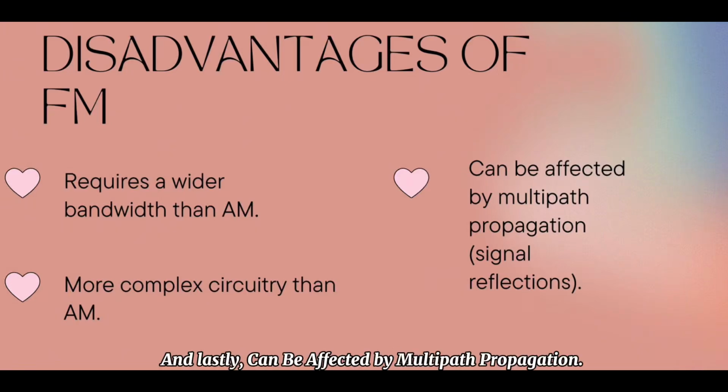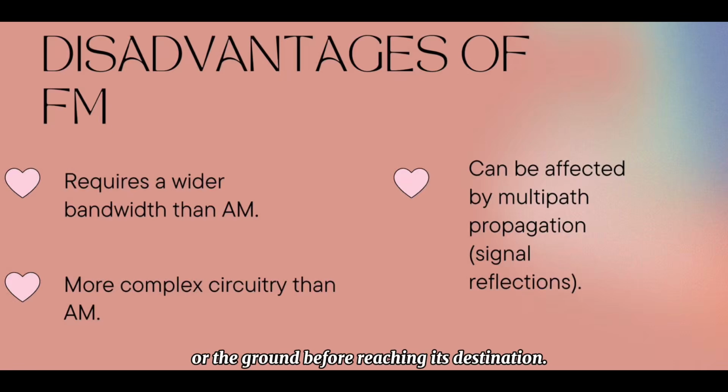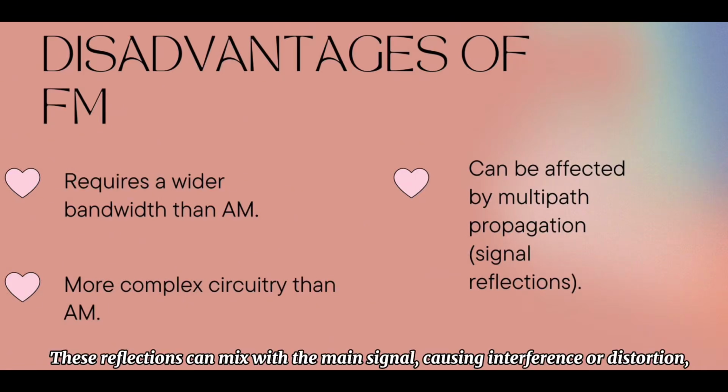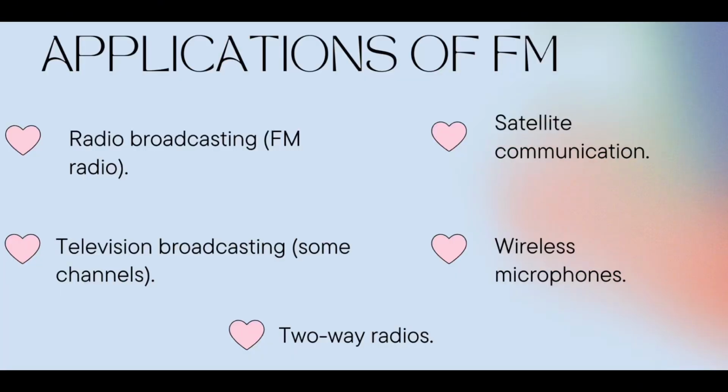And lastly, it can be affected by multipath propagation. Multipath propagation happens when a signal bounces off objects like buildings or the ground before reaching its destination. These reflections can be mixed with the main signal, causing interference or distortion, especially in cities or areas with lots of obstacles. Applications of FM.